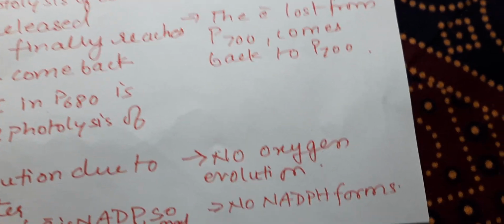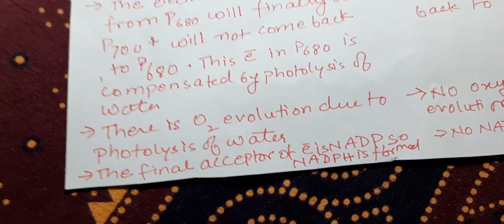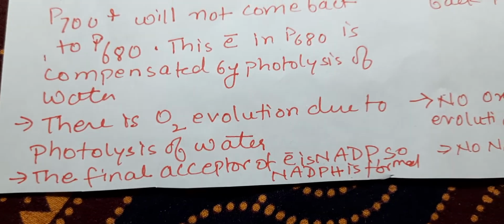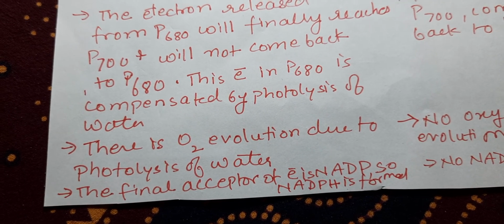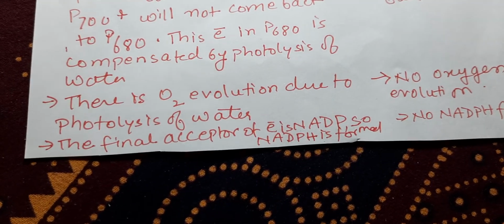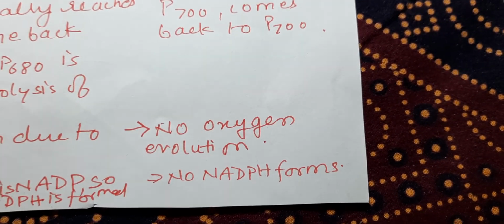There is no oxygen in cyclic photophosphorylation because there is no photolysis of water, whereas in non-cyclic photophosphorylation, the final acceptor is NADP. So NADPH is formed, and in cyclic there is no NADPH production.